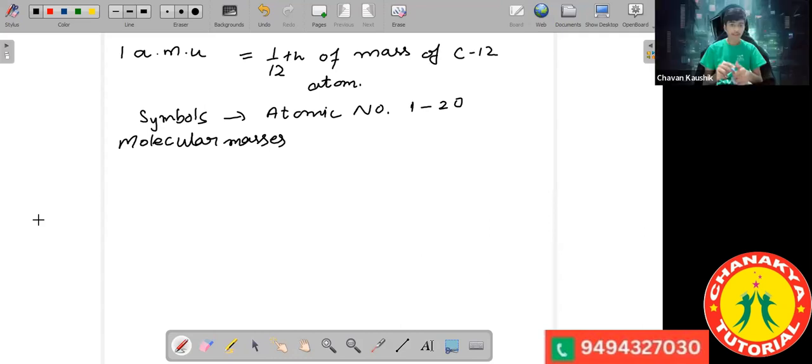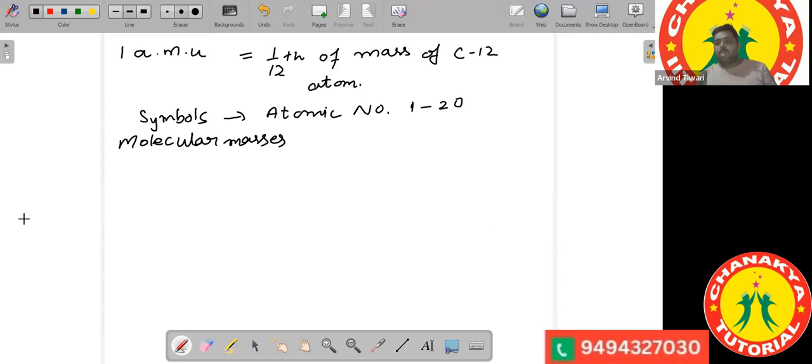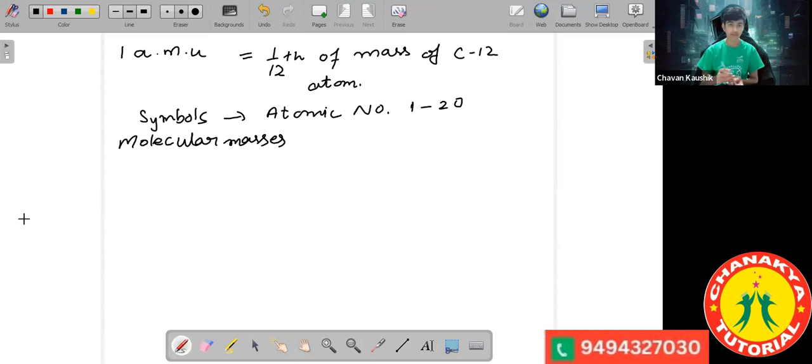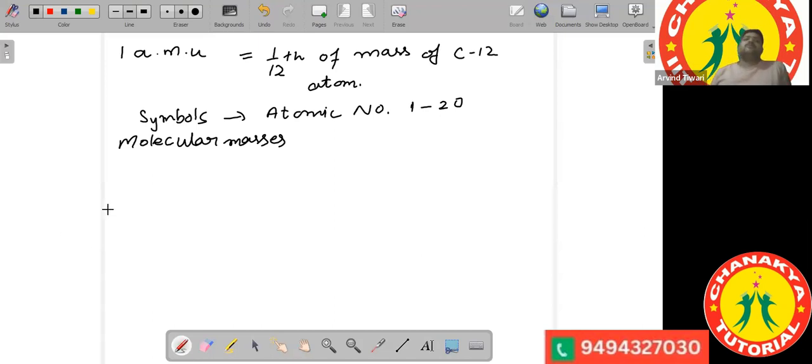So one atomic mass unit is 1/12 of the mass of carbon 12 atom. For anything, one atomic mass unit is the same for everything. Yeah, it will be same. So suppose something has an atomic mass of 24 AMU. It means the mass of this substance will be double the mass of carbon.